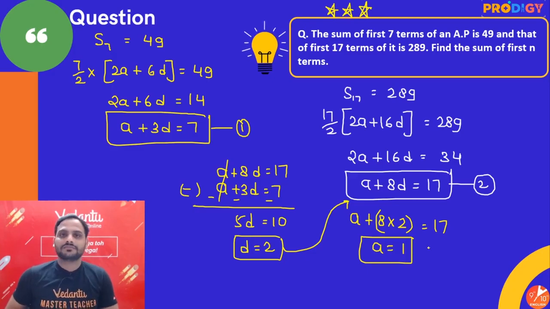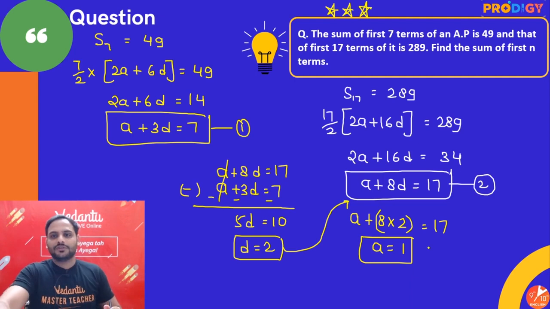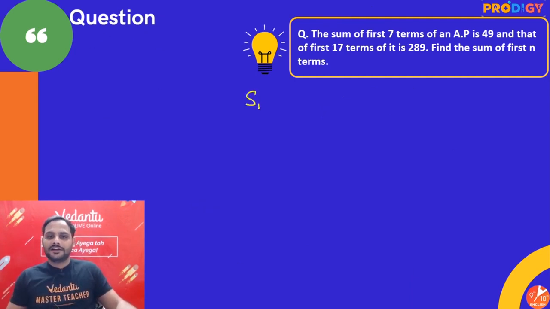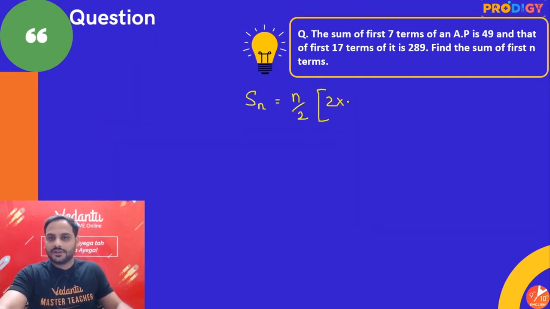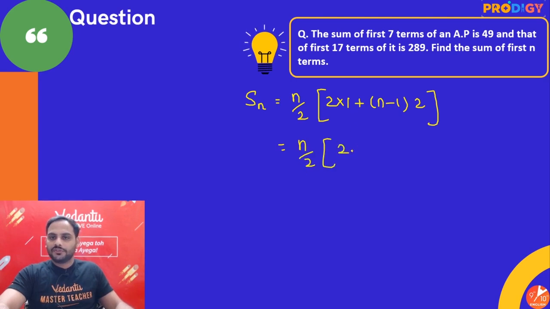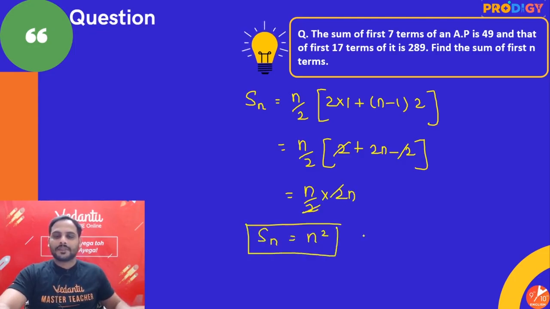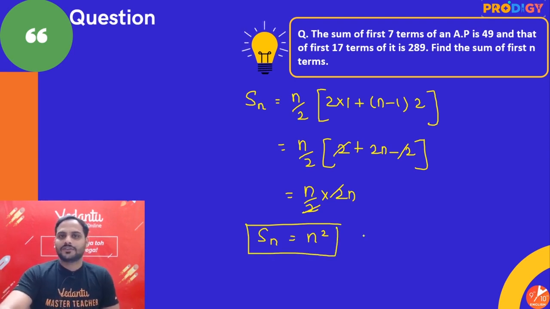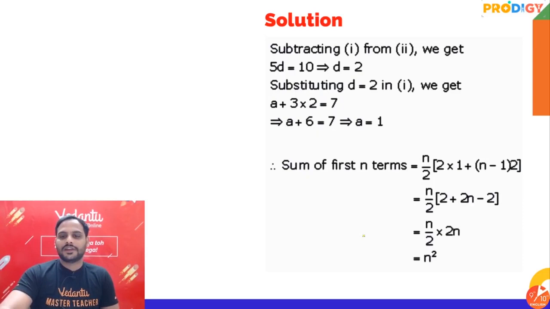Now I know a which is 1, d which is 2. So easily I can say sum of n terms will be n by 2 into 2a plus n minus 1 into d. What is a, beta? a is 1. d is 2. So you will be getting n by 2 into 2 into 1 is 2, plus n minus 1 into 2 is 2n minus 2. ठीक है? So you have got n by 2 into 2n. This 2 and this 2 got cancelled. Sum of n terms is going to be n square. Done. Simple. You just have to find out a and d.